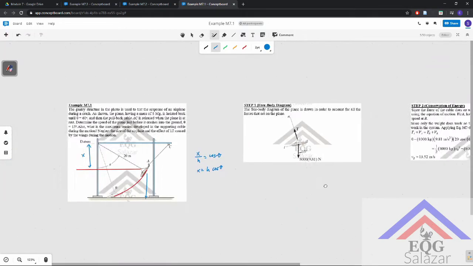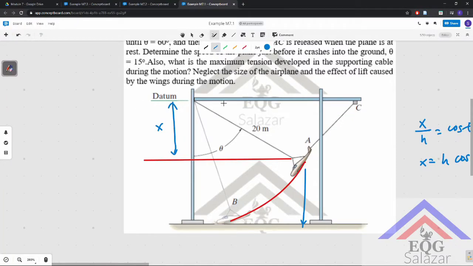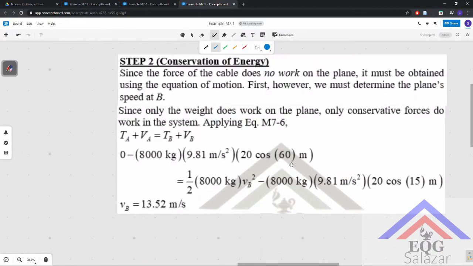I forgot to tell you that the datum was located here. You can situate the datum wherever you want, for as long as your calculation for potential energy will be with respect to that certain datum. You cannot have a datum here and then change the datum for another spot. No, you cannot do that. So that's where the 20 cosine 60 is from.